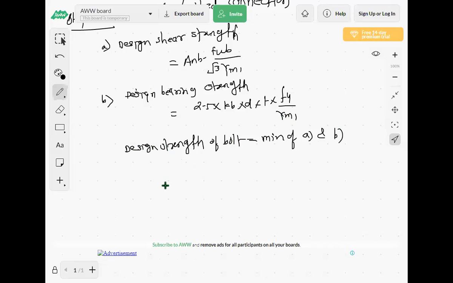And after the design strength, you have to calculate the number of bolts. So number of bolts is equal to, you have to take now 50% load. 50% load will be transferred on the bolt and 50% directly on the gusset plate. So 50% load transferred by the connection.